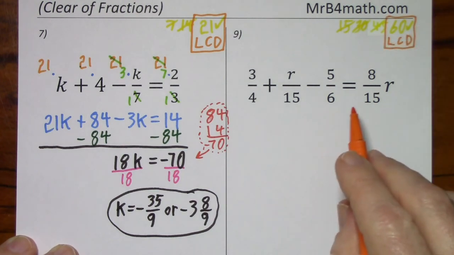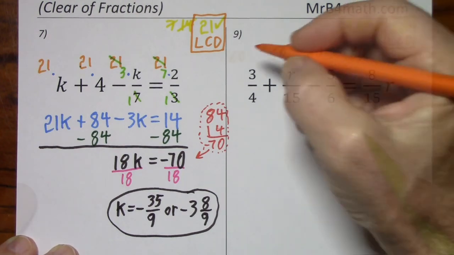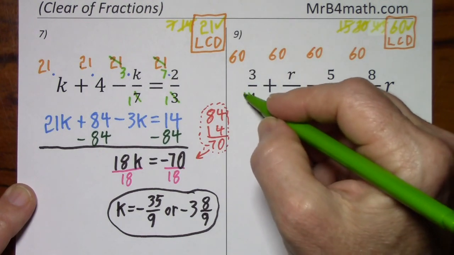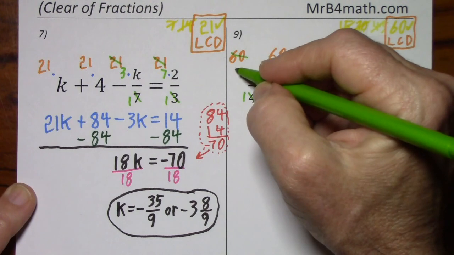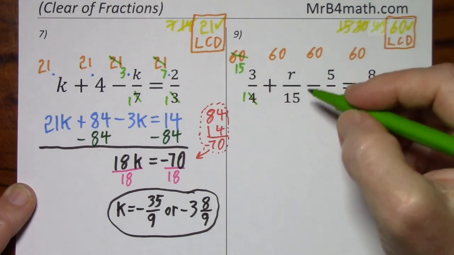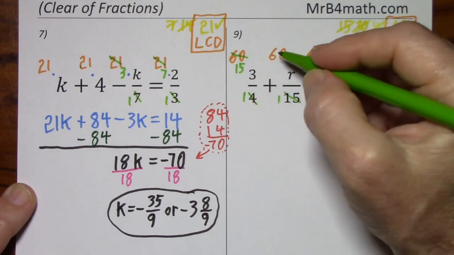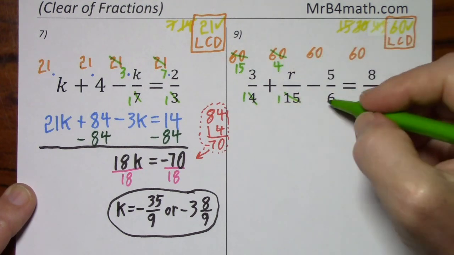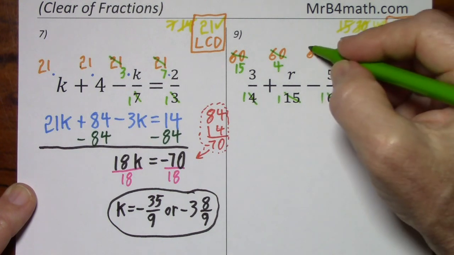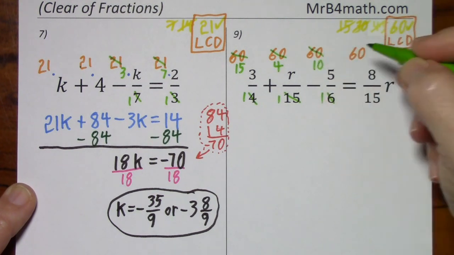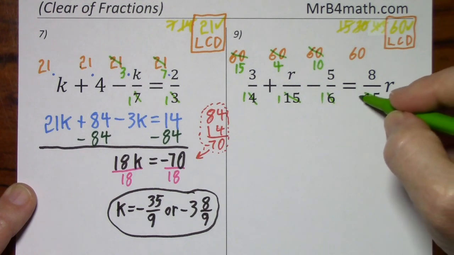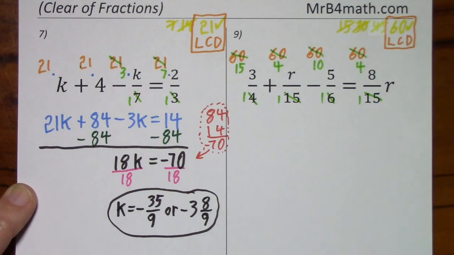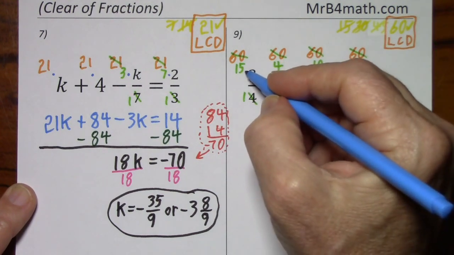We'll multiply each term on each side by 60. And of course we're going to simplify. Divide by 4, divide by 4, divide by 15, divide by 15, divide by 6, divide by 6, divide by 15, divide by 15, and we simply multiply with what's left.